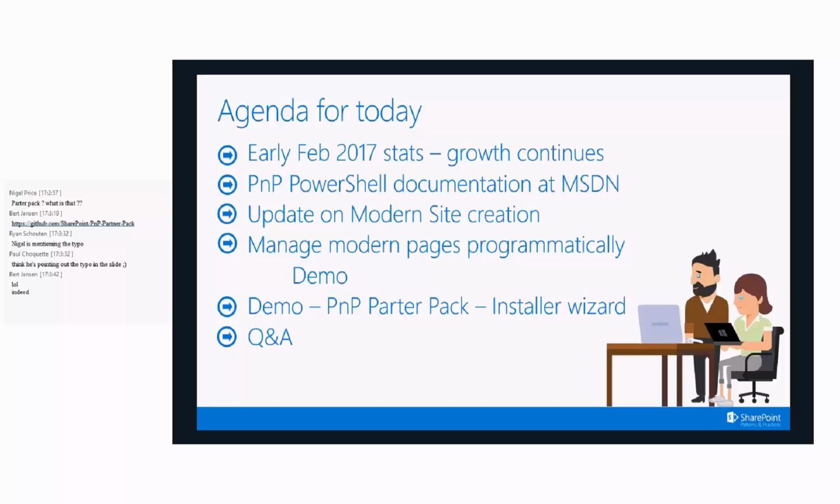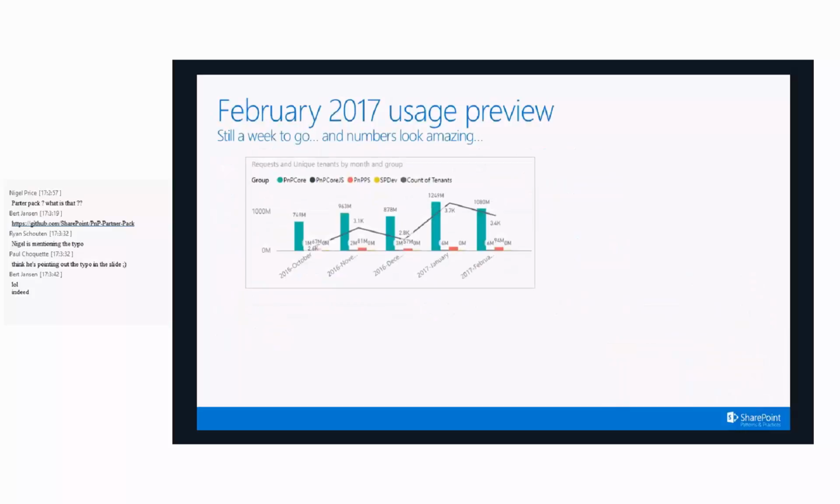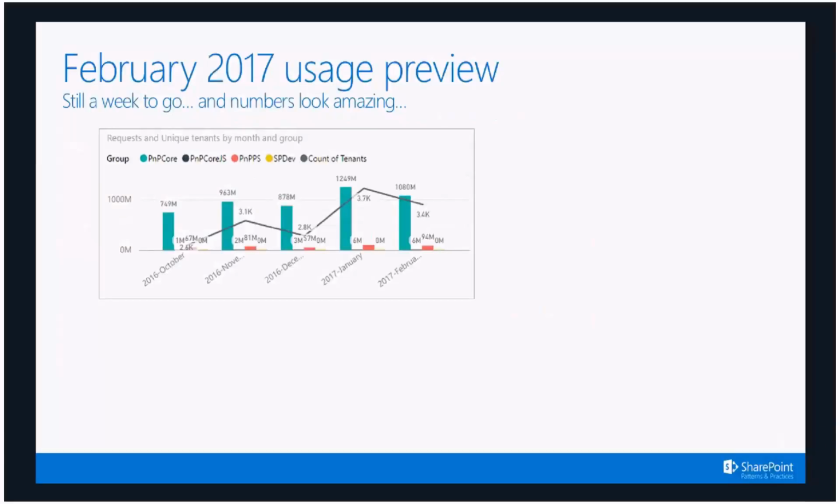That happens. Cool. So quick notes on the February 2017 usage. The numbers are pretty impressive. February is going to be a slightly shorter month because we only have 28 days, but we're already at this point above 1 billion HTTP requests going through the PnP Core component and PnP PowerShell. The Core component is now at 1,080 million requests, and the PowerShell is at 94 million requests as well.